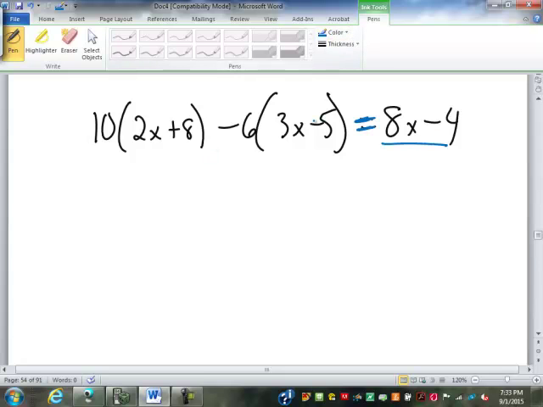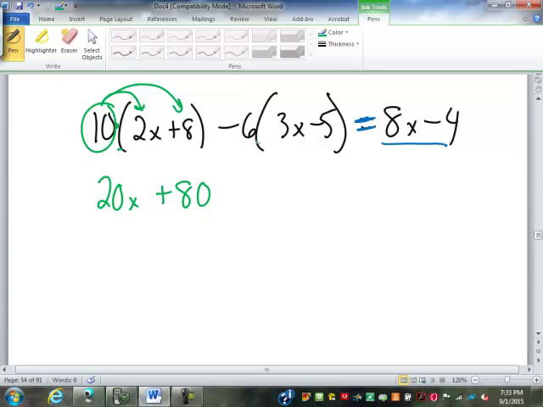We see two sets of parentheses, so we're going to go left to right. The first one is right here. Is there anything to do inside that parentheses? No. But there is something to do to the parentheses, which is times 10. Distributing the 10, 10 times 2x is 20x. 10 times 8, so it's a positive 80, so plus 80.